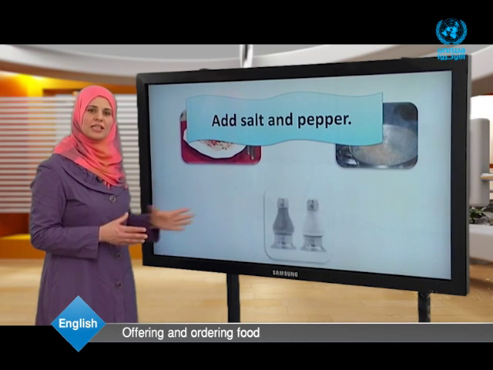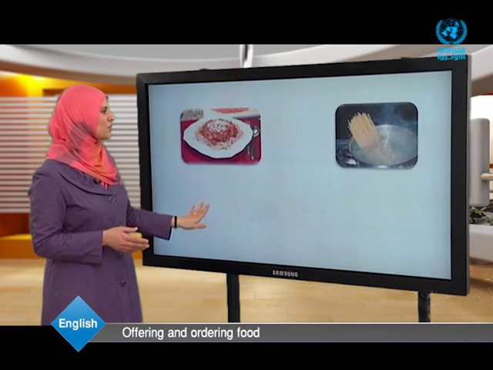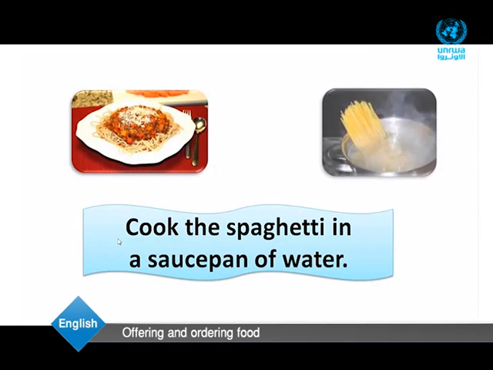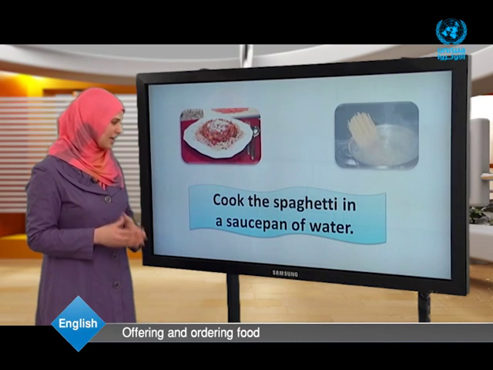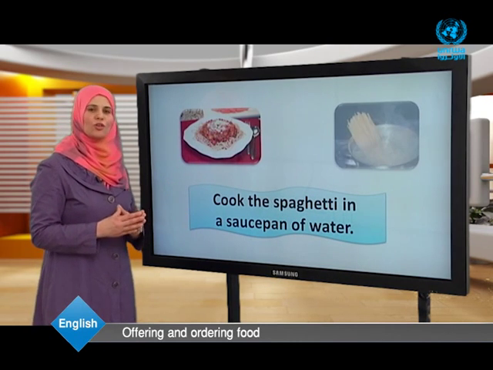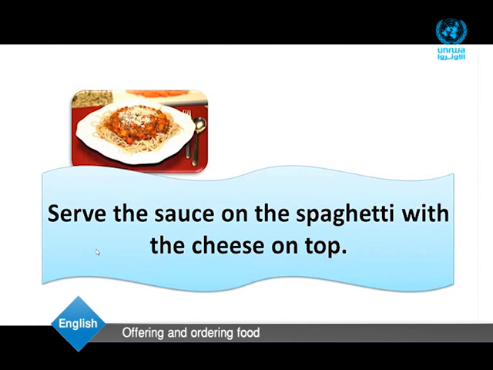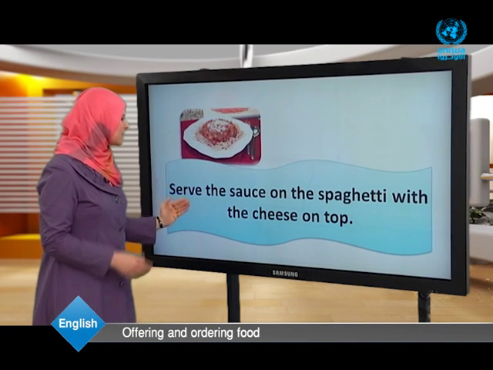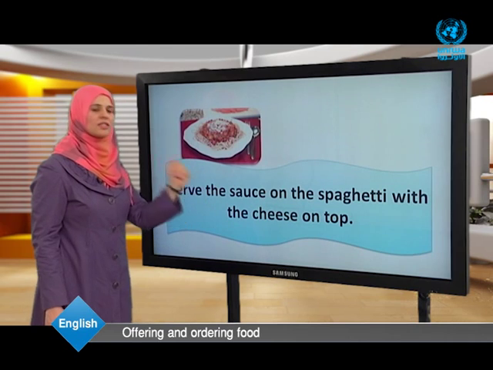And what's next? Thank you very much. We are going to cook the spaghetti in a saucepan of water. And finally, we are going to serve the sauce on the spaghetti with cheese on top.